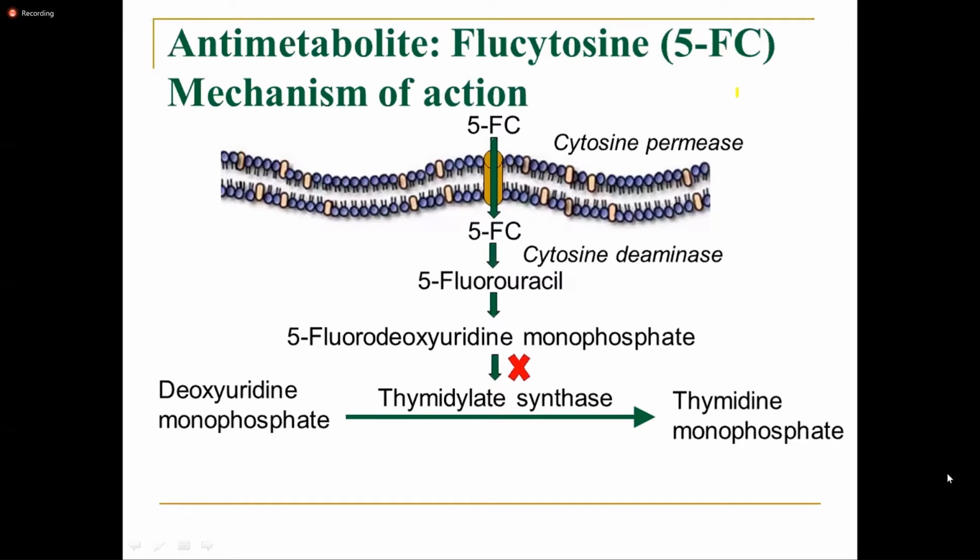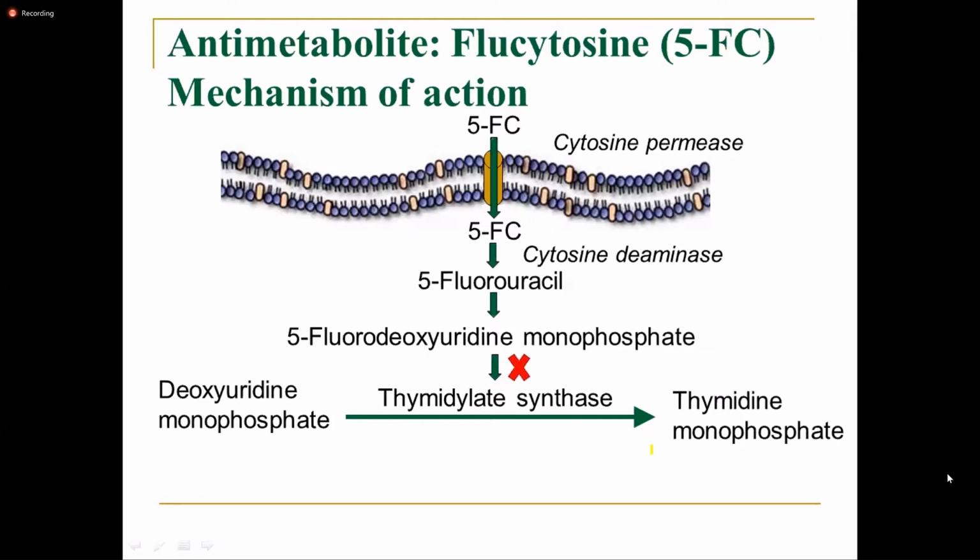So when you give 5-flucytosine or just flucytosine, it gets into the fungal cell with the help of the enzyme cytosine permease, and it gets converted into 5-fluorouracil. So 5-fluorouracil undergoes another pathway which inhibits the enzyme thymidylate synthase. Thymidylate synthase is a very important enzyme which helps in the synthesis of thymidine monophosphate, or thymidylate, or thymidylic acid, which is a very important component of DNA, very essential for the synthesis of fungal DNA.